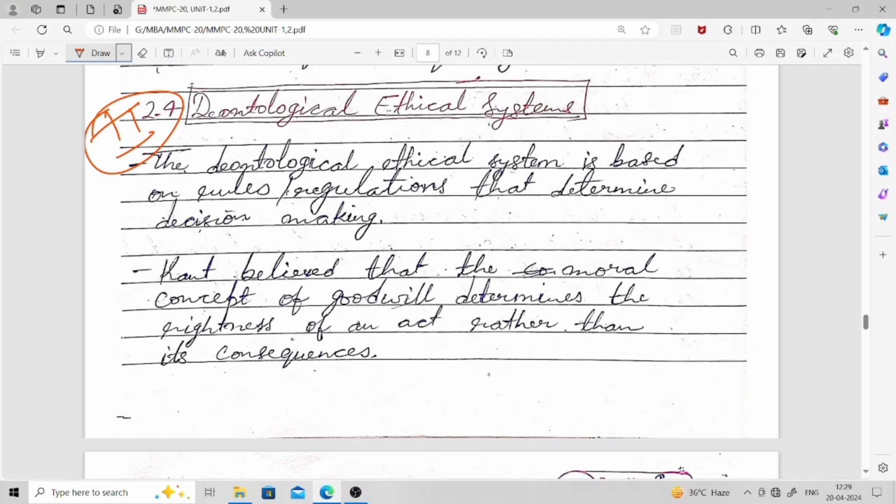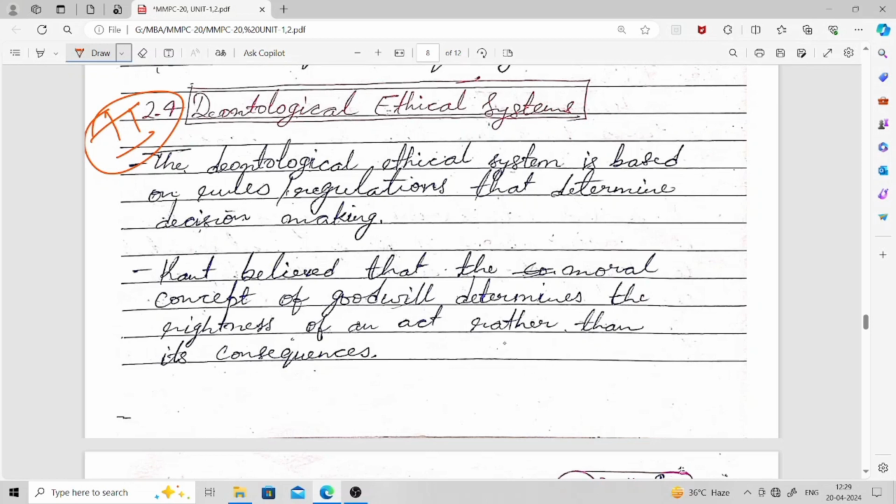Okay, here it means whatever the ethical decision is, we can decide on the basis of rules and regulations that determine decision making. If any action is taken according to the rule, it means that is ethical, and if something is not in accordance with the rule, it means that is not ethical. That's what this deontological ethical system says.